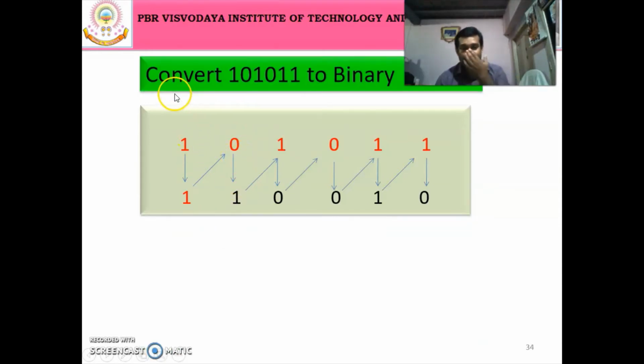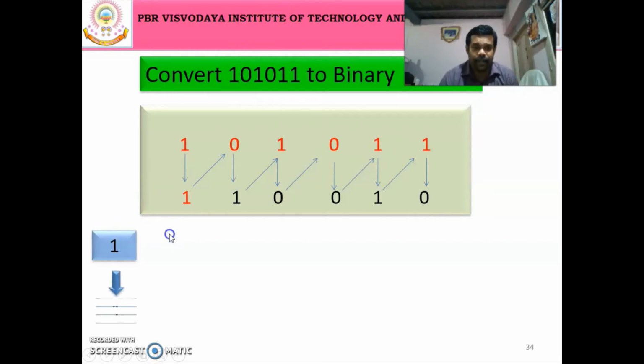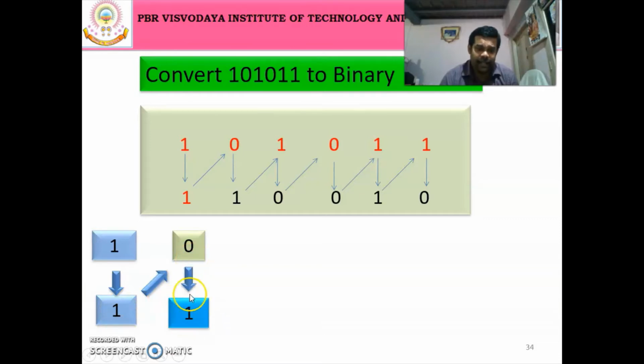So first we are going to convert this 101011, a gray number, to binary. First we write the first gray bit 1 as it is. Then we XOR this binary bit with the next gray bit and write the result. XOR of 1 and 0 is 1, and 0 and 1 is 1. For 0 and 0, and 1 and 1, it is 0.